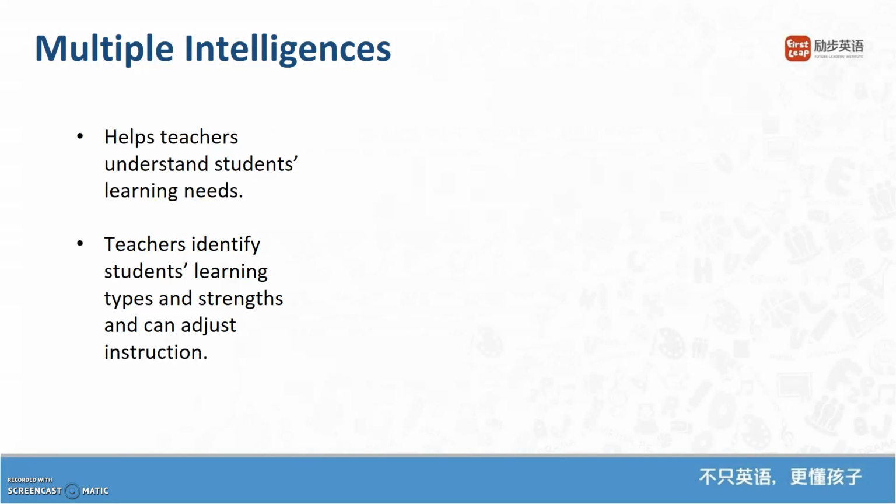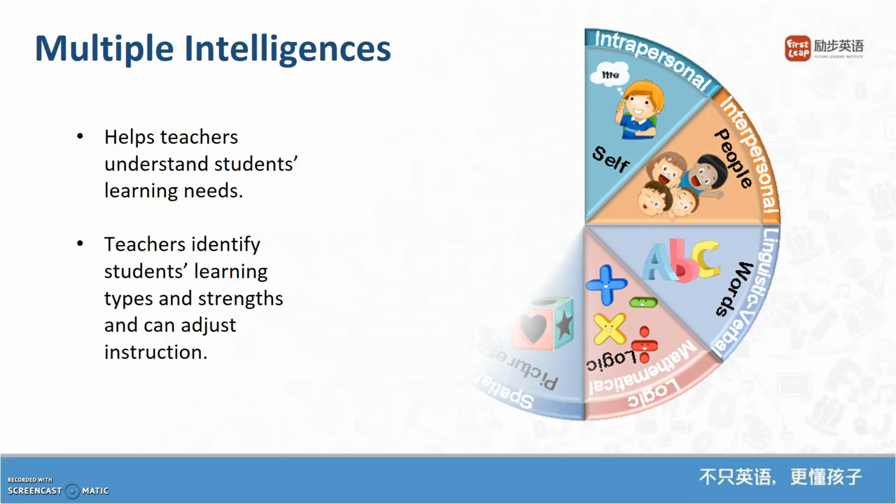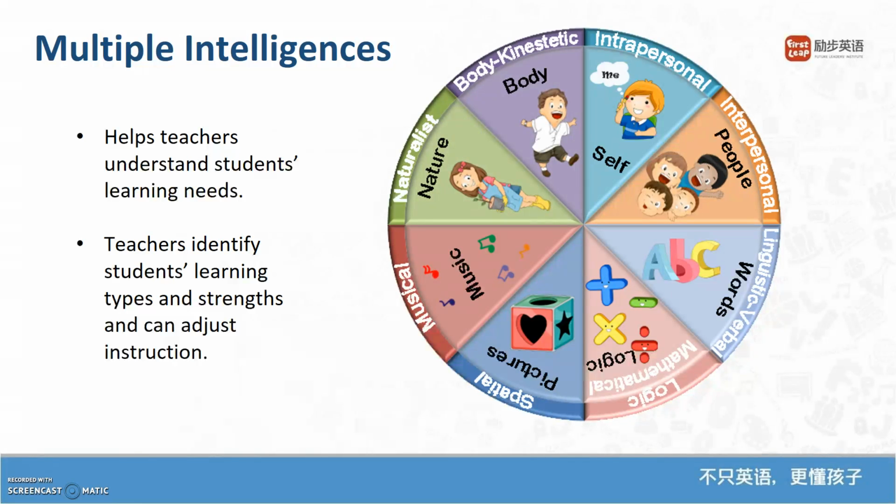Familiarizing ourselves with multiple intelligence types helps us to understand our students' learning needs and gives us ideas that can help us to adjust instruction to capitalize on our students' learning tendencies. For example, in one class I have 2 students who are very different types of learners. One student always seemed to hesitate to engage in TPR with the class. The other student loves TPR, loves to move.